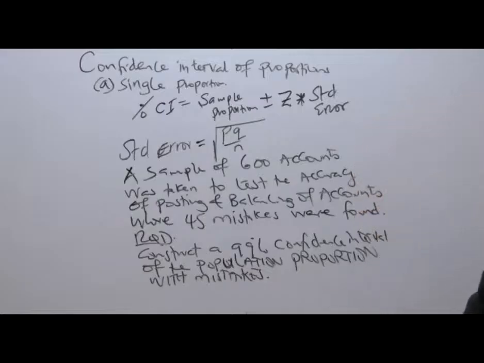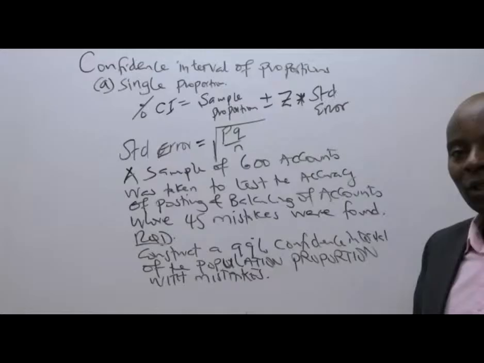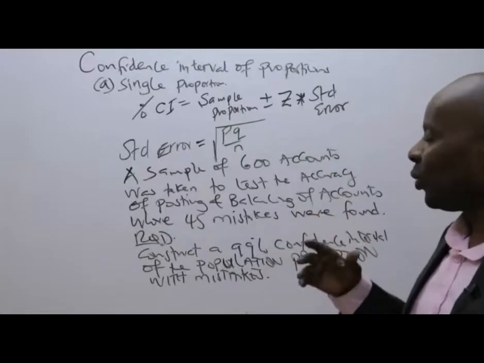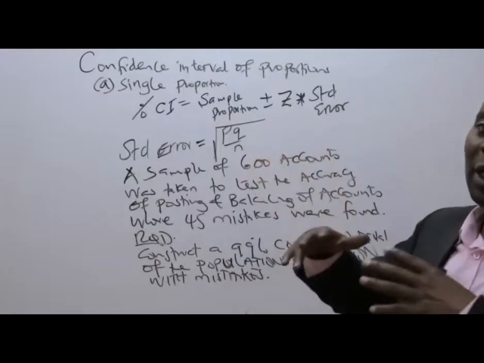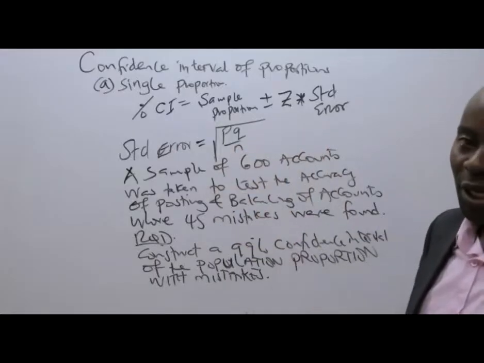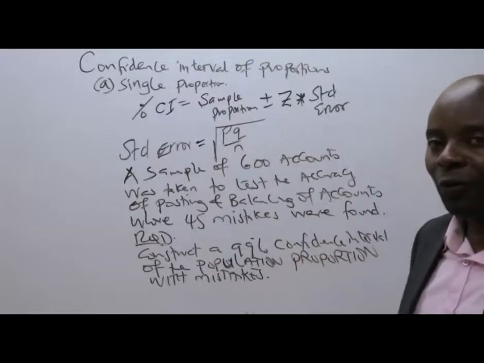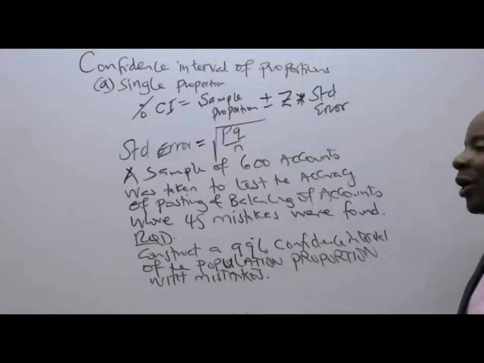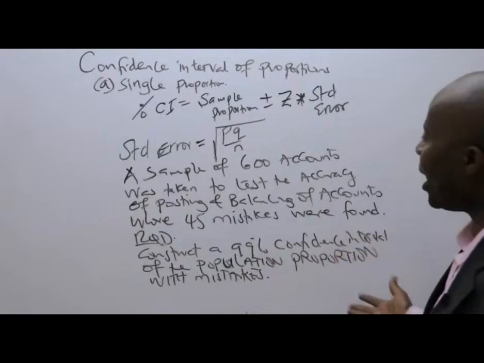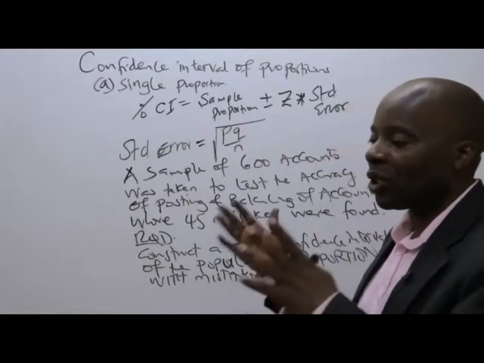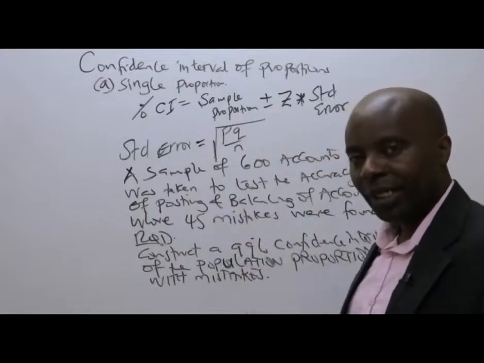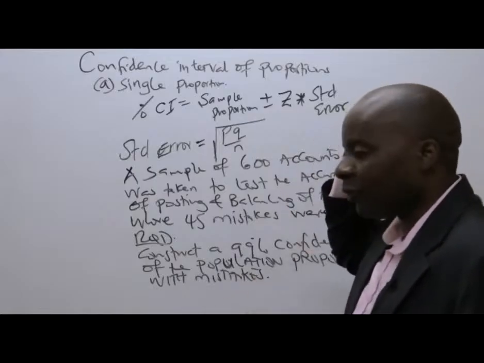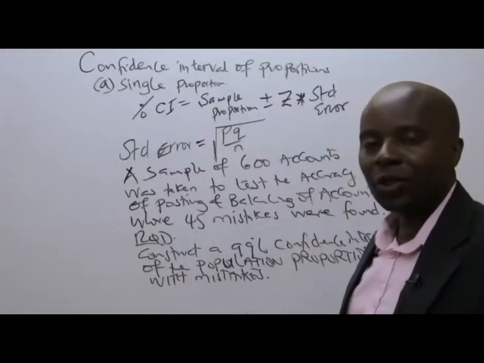Okay, I can see good questions over there. I'll go back there, don't worry. Now, ladies and gentlemen, we have here a sample. We could be a big company with so many ledgers, but of course we can't go looking at the entire thing. We can't carry out a census. It'll be very expensive. So what we have done is take a sample of how many accounts? 600 accounts. And out of these 600 accounts, 45 of them have mistakes.